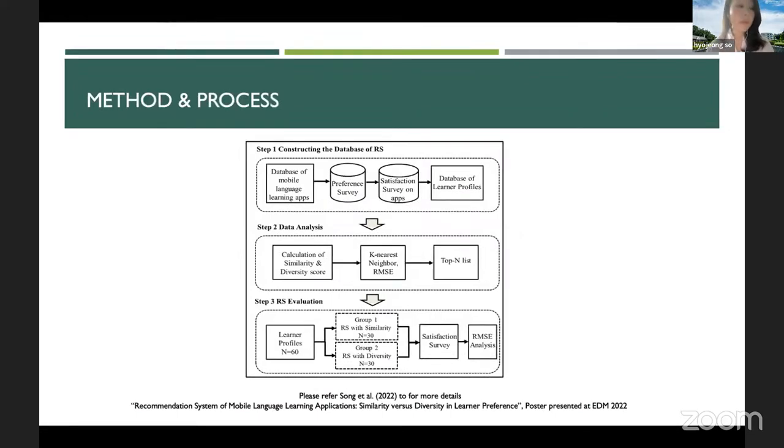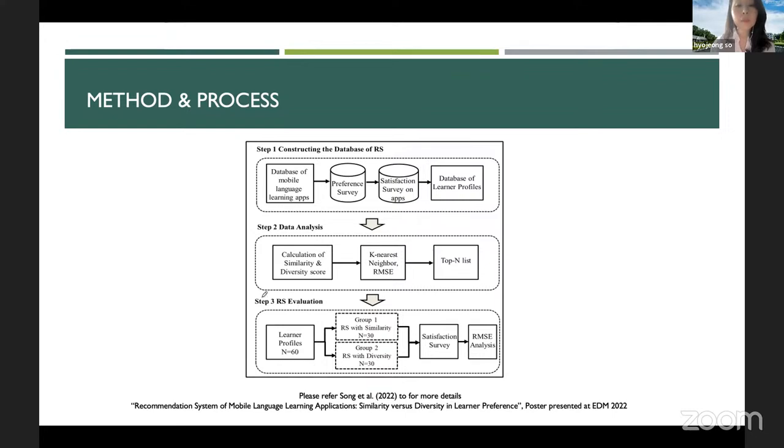And this is the method that we went through to develop the learner models. I will skip some of the details of the model building process, and you can refer to the article that we presented at the EDM conference this year. So through this process, we built a learner model.